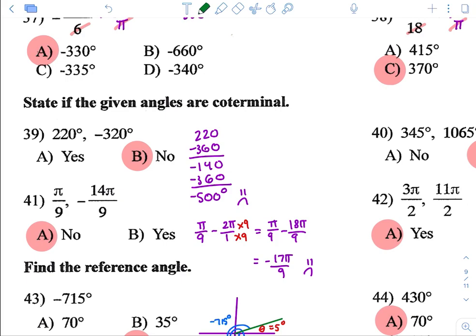If I started at 220 degrees and needed to get to negative 320, I need to keep subtracting a whole circle, which is 360. 220 minus 360 is negative 140 degrees. That's not negative 320, so I'm going to subtract another 360. But when I subtract another 360, I get negative 500 degrees. So it passed that point, which means it can't be coterminal, so that answer is no.